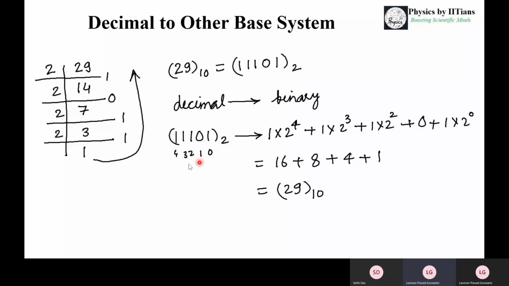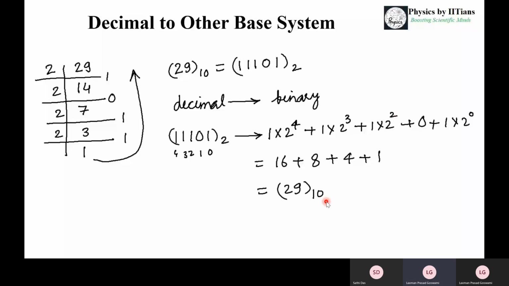So we can do 1 into 2 to the power 4, plus 1 into 2 to the power 3, plus 1 into 2 to the power 2, plus 0, plus 1 into 2 to the power 0. So this whole number will give us 29 in base 10.